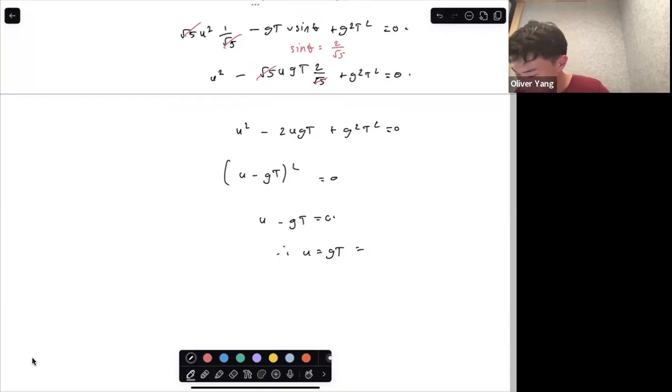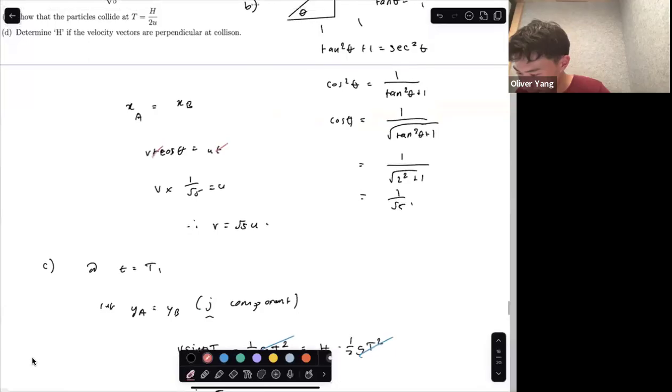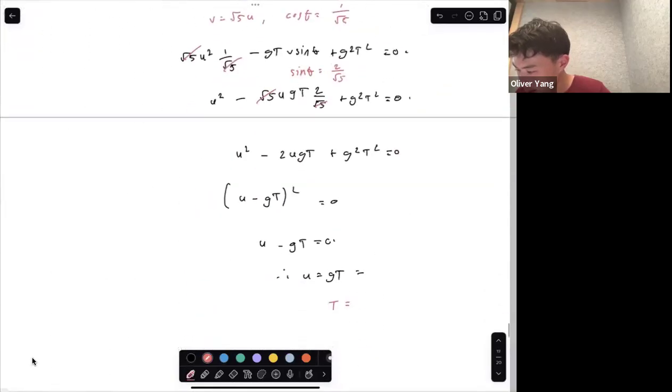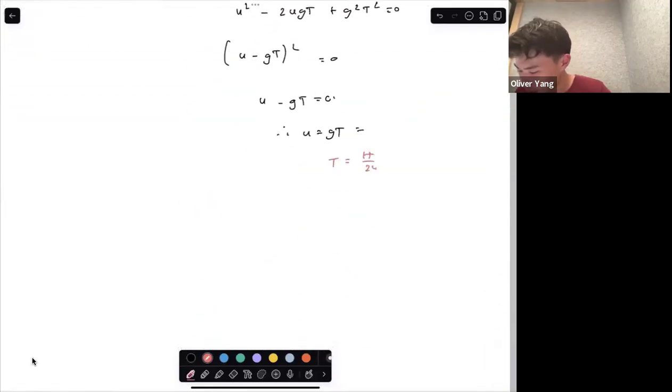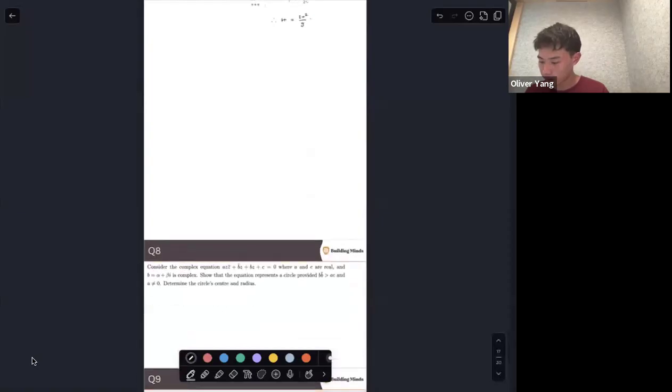u equals gt. And we know that t equals, where's our first one? h over 2u. So it would be g times h over 2u. And so therefore h equals 2u squared over g. Okay, it's just substituting. All right, let's go to the next question.